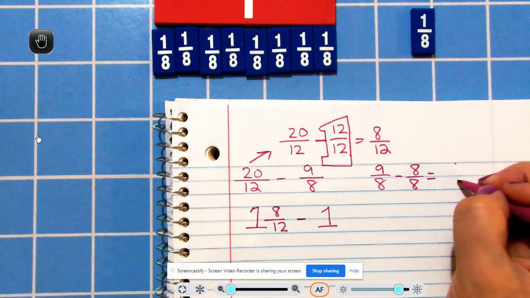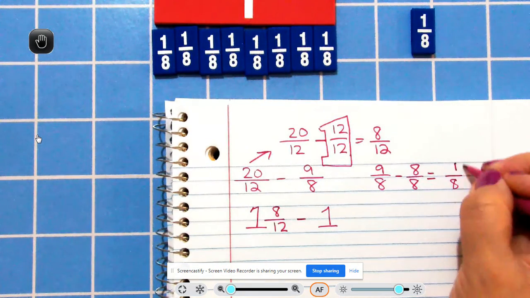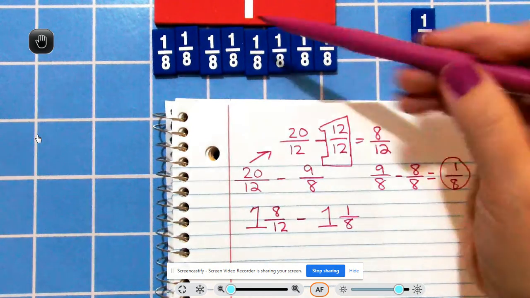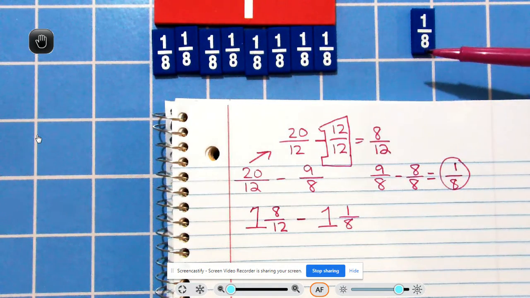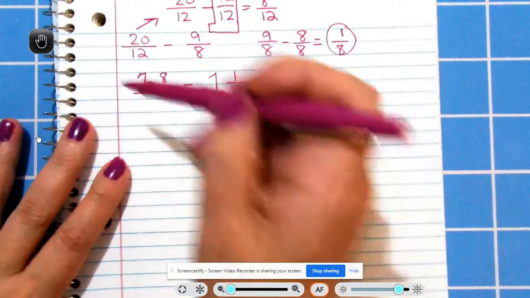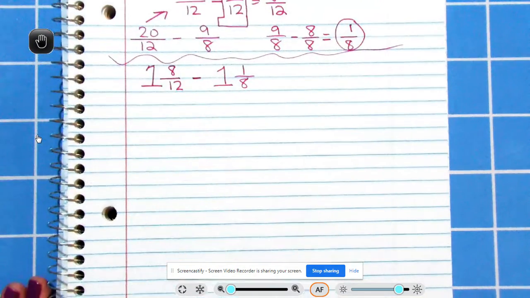And that leaves 9 subtract 8 is 1. Denominator stays the same. That leaves 1/8. So we have one whole and 1/8 left over. All right, now we have our two mixed numbers. So we don't even really need this part anymore. We're going to work right here.